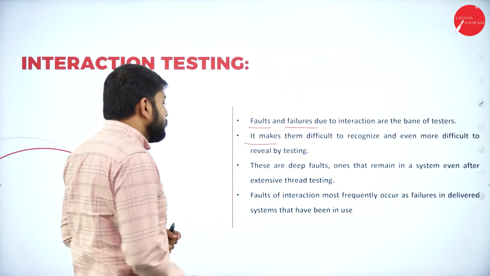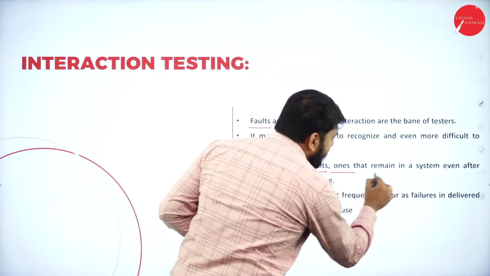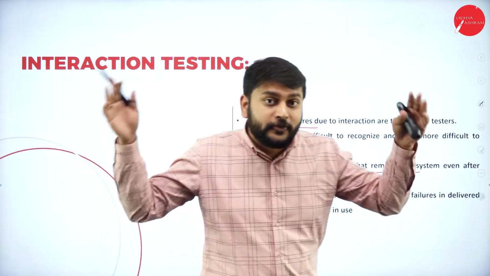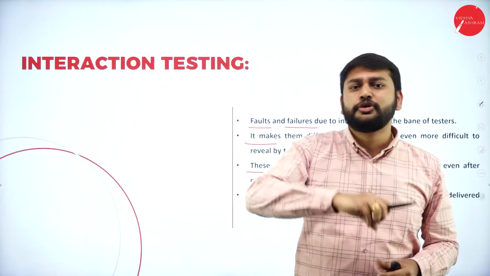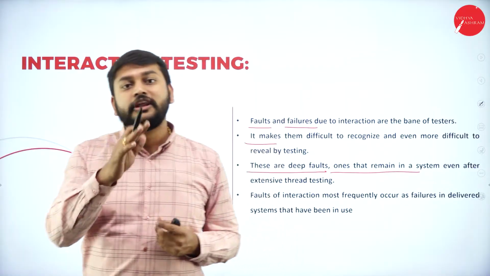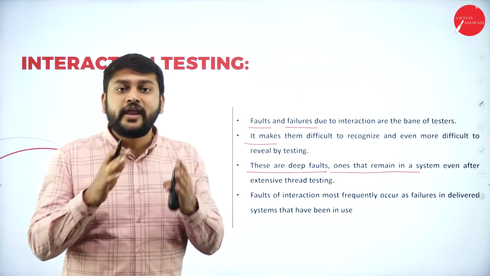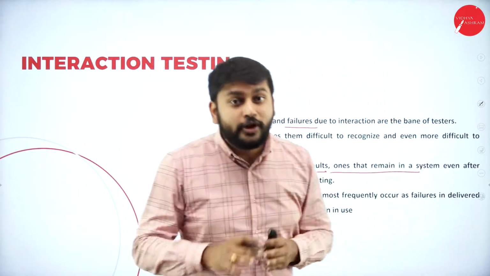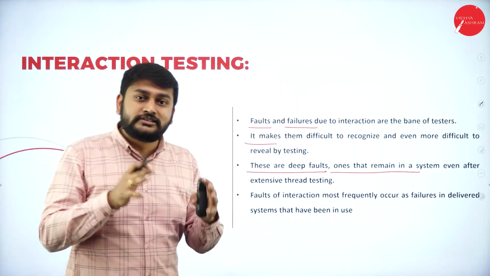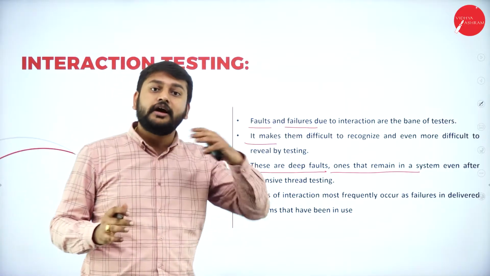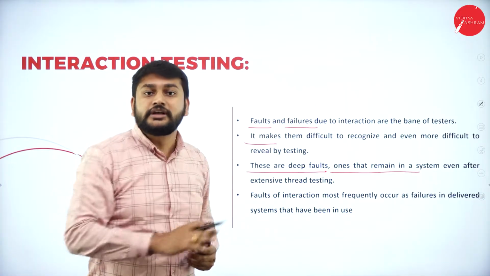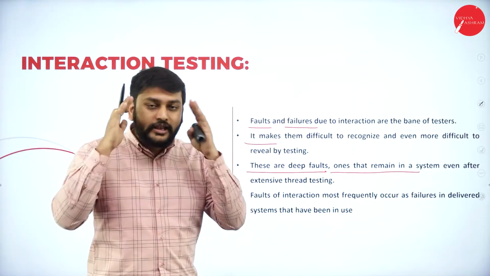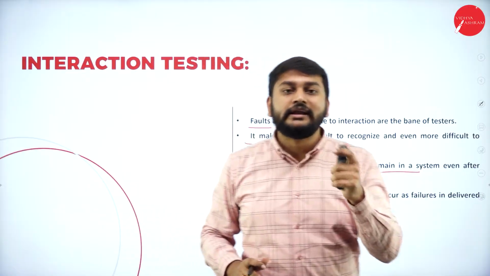So what is next? These are the defaults that remain in a system even after you perform the testing. Even if you perform a lot of testing, you will not be able to remove them from the system. That's why it's going to be very difficult for the testers to handle these faults and failures. One more important point. Now it is a fault in my system, but later on that fault will get converted into a failure once I give it to the customer. So that's going to be one more headache for me. So this is what I need to remember before I start my interaction testing.